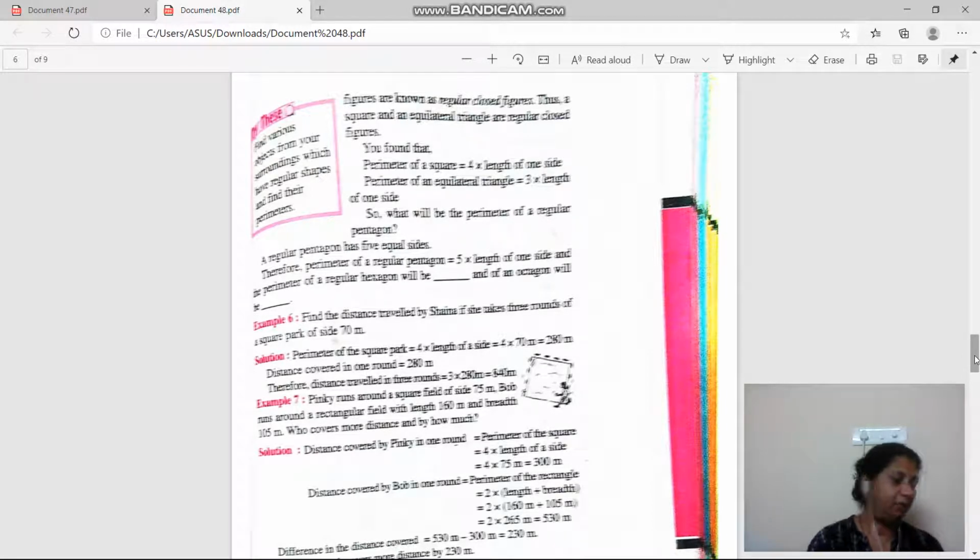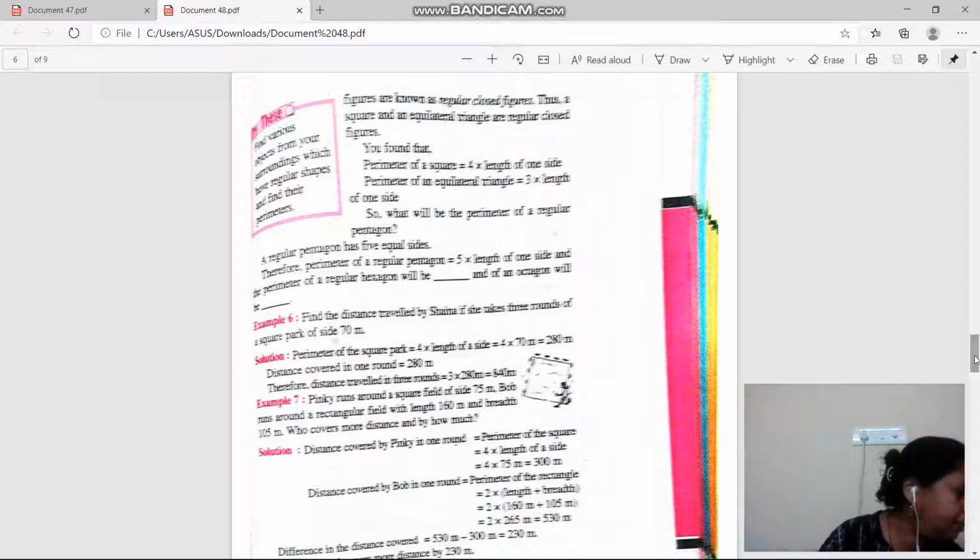Find the perimeter of a regular pentagon with each side measuring 3 centimeter. So what is the formula for a regular pentagon? The perimeter of a regular pentagon is equal to 5 into side. So what is the side here? 3 centimeter. So 5 into 3, what will you get? 15 centimeter. Okay. Next, the perimeter of a hexagon is 18 centimeter. How long is its side?